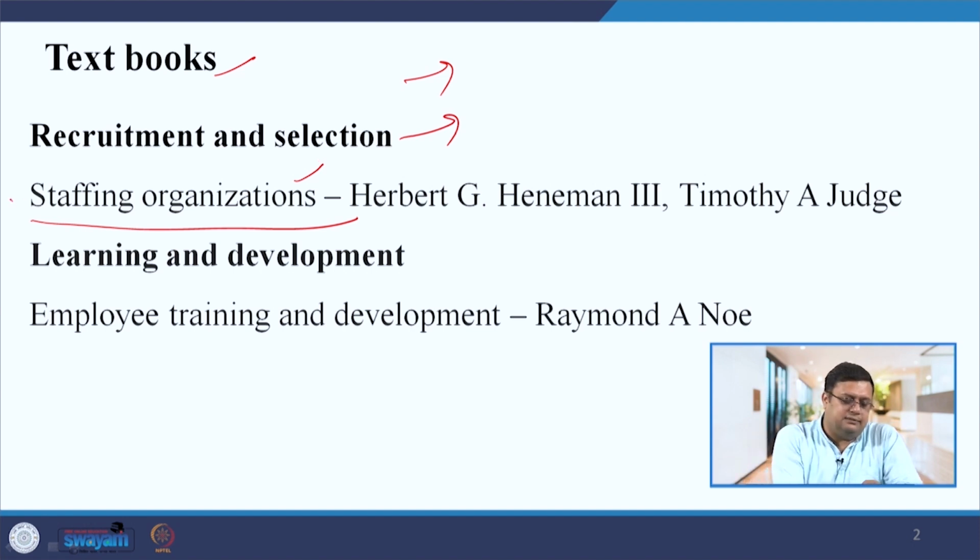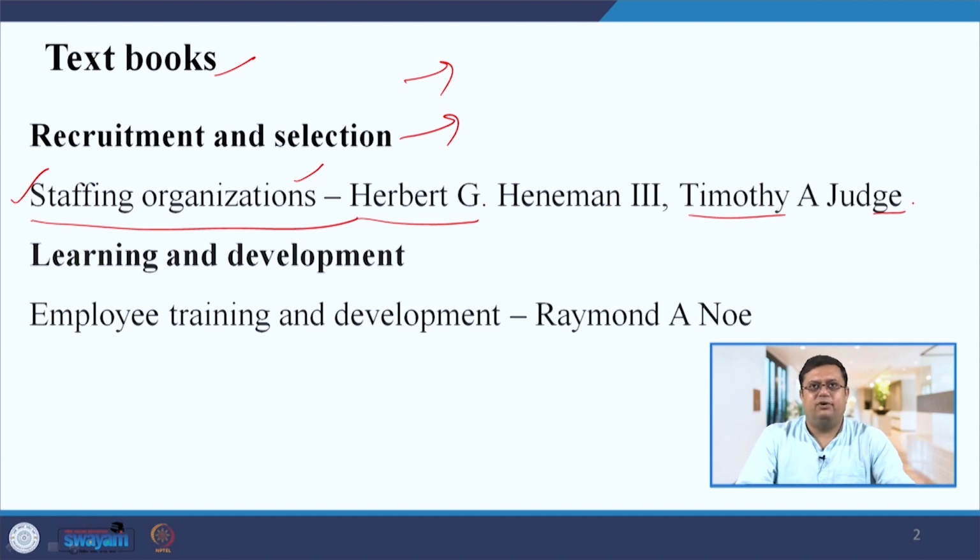Personally, if you ask me which book I like related to recruitment and selection, that is Staffing Organization by Herbert, Timothy A. Judge. These are the three authors who have written this book. This is the book that you can follow for recruitment and selection. This book will help you to understand the process and various challenges that managers face, and after developing the understanding, you will be able to develop good matrix related to recruitment and selection.